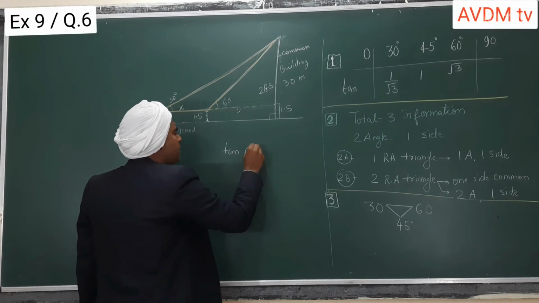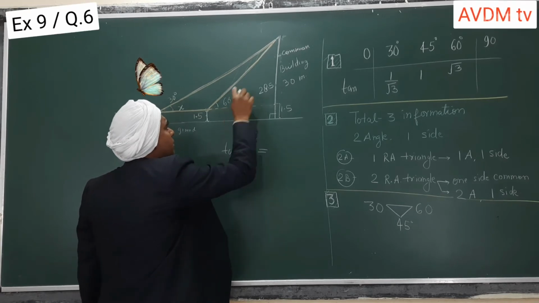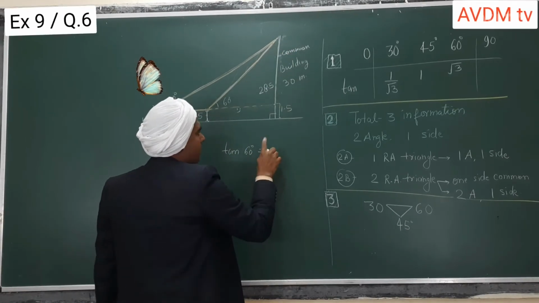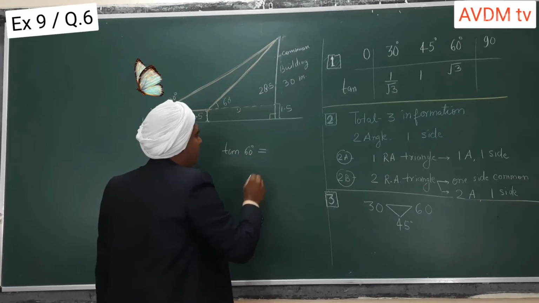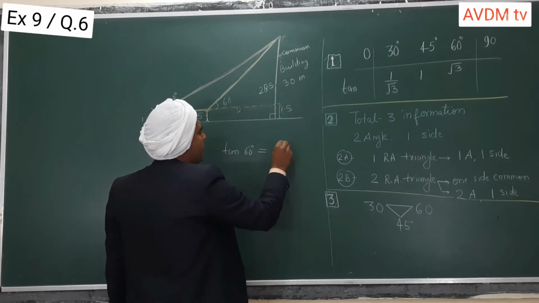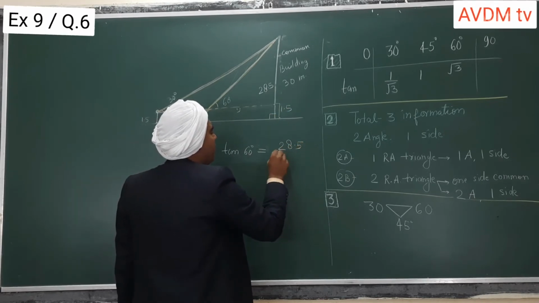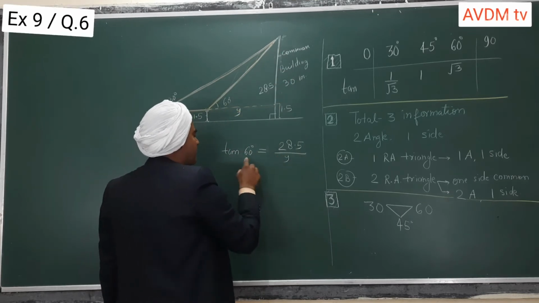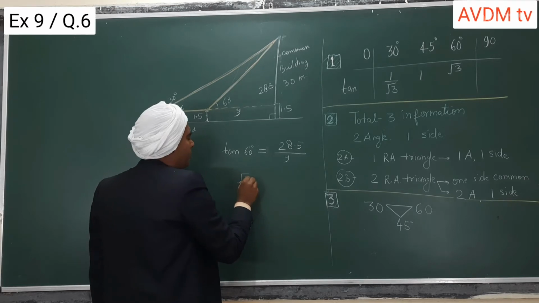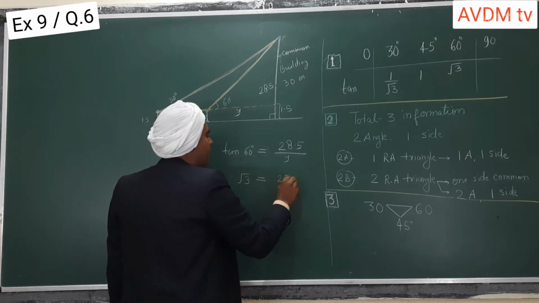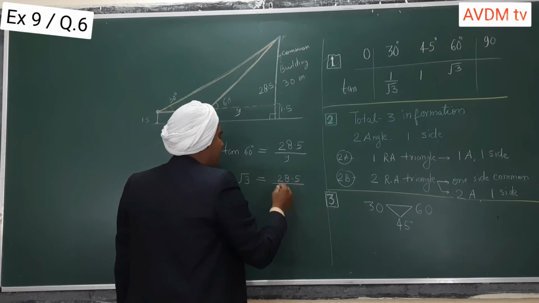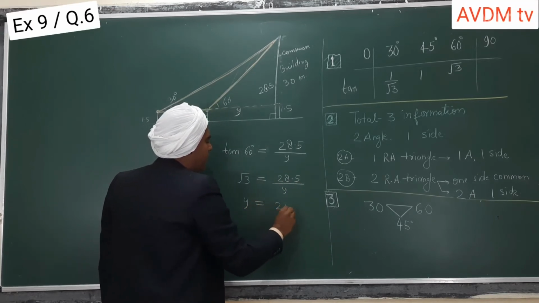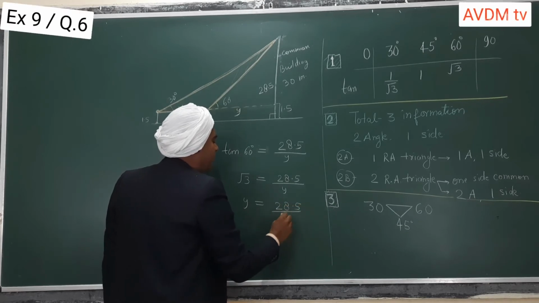Tan 60 degree is equal to building length, tan 60, how much is tan 60? Root 3. Tan 60 is equal to 28.5 upon this y. Tan 60 is equal to root 3. So 28.5 upon y means y is equal to 28.5 upon root 3.